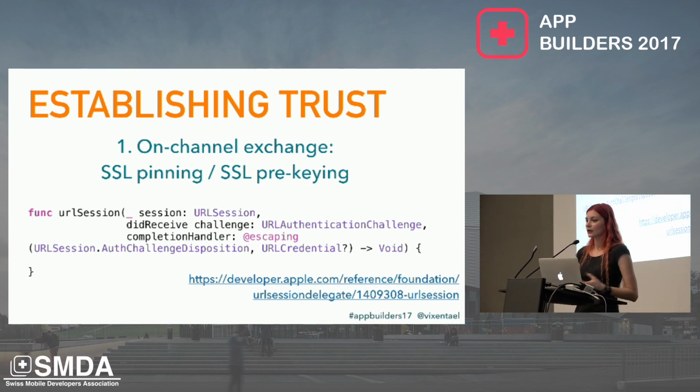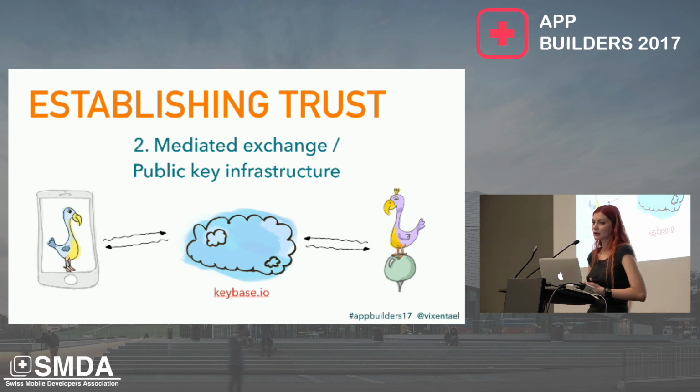But it's not the only way to do it. Another popular model is the so-called mediated exchange. You don't connect with the other party, but you use some intermediate server to check the public identifier of this party, like a public key. For example, it always happens in iMessage. When you write a message to someone new, how does iMessage know the key? It checks with Apple servers.